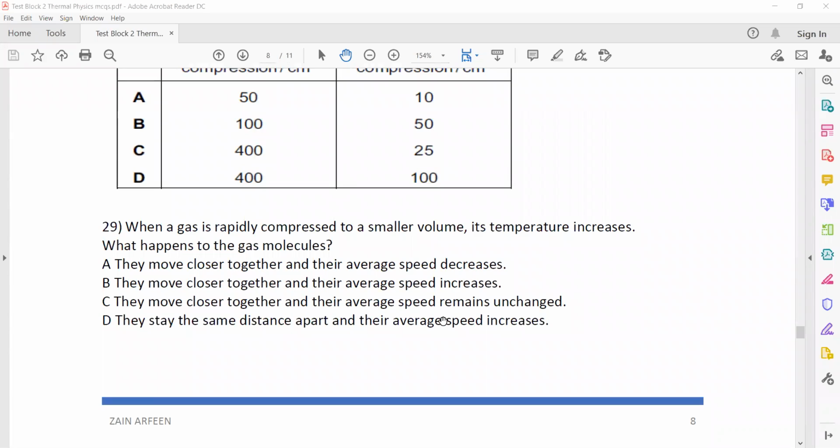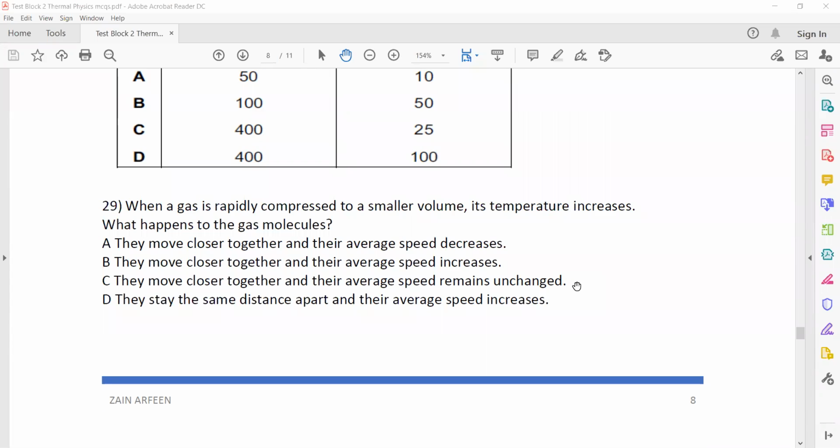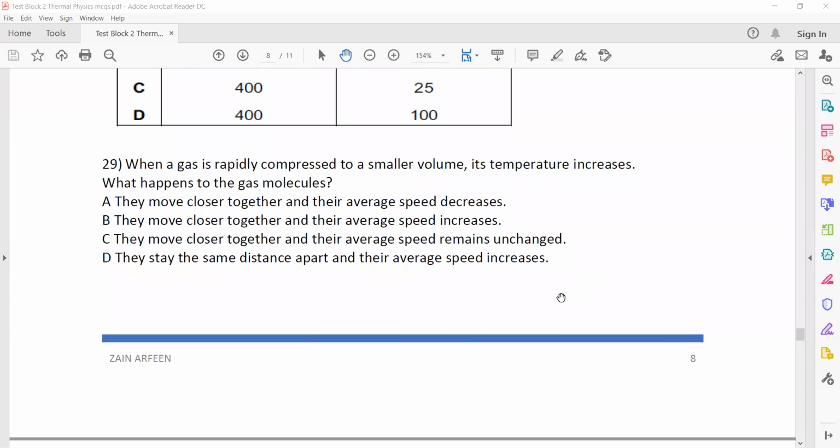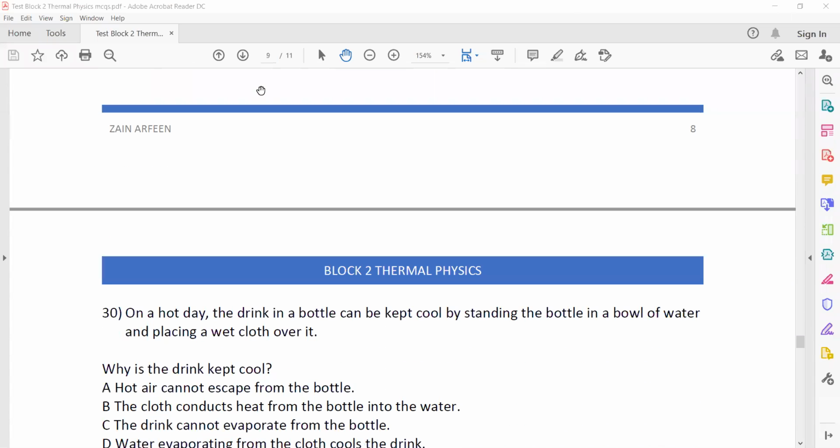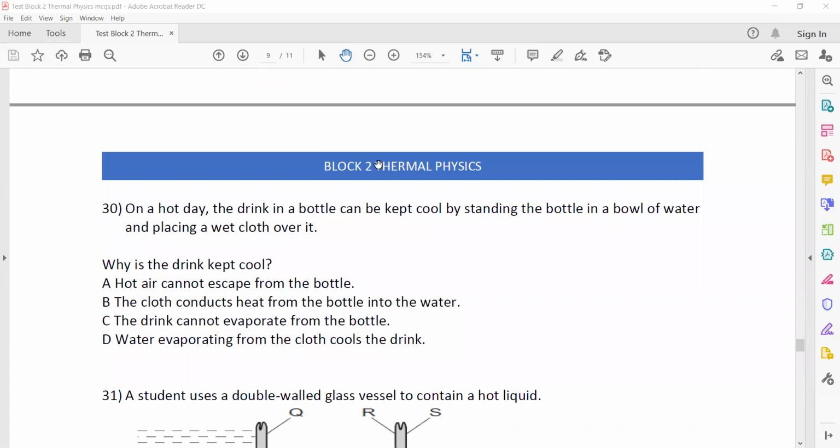When a gas is rapidly compressed to a smaller volume, its temperature increases. What happens to the gas molecules? If the temperature increases, the molecules will move faster, and the gas is compressed. So the molecules come closer and the temperature increases. As the temperature increases, the particles will have more collisions. The average speed or average kinetic energy will increase, because temperature and kinetic energy are directly proportional to each other.